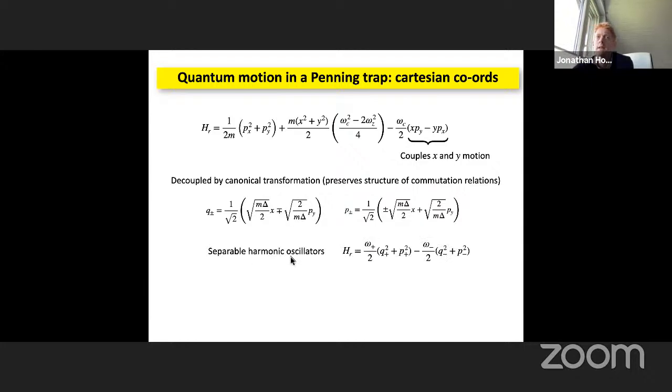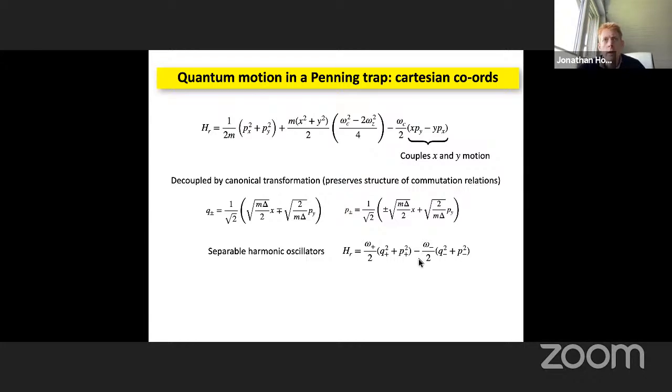So in that case, writing this just in terms of these new coordinates, what you find is a sum of two harmonic oscillator terms. They've got the two frequencies that we mentioned before, the modified cyclotron frequency and the magnetron frequency. The thing to notice is that this one is a positive harmonic oscillator, but there's a minus sign in this term here, and that's exactly the inverted nature of the magnetron oscillation.